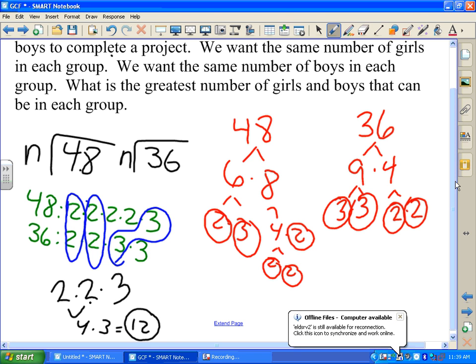Now, if I take 48 and I divide it by 12, what is 48 divided by 12? 4. If I take 36 and divide it by 12, what is 36 divided by 12? 3. That means in every one of my groups, I am going to have 4 girls and 3 boys. That's 12. Okay?